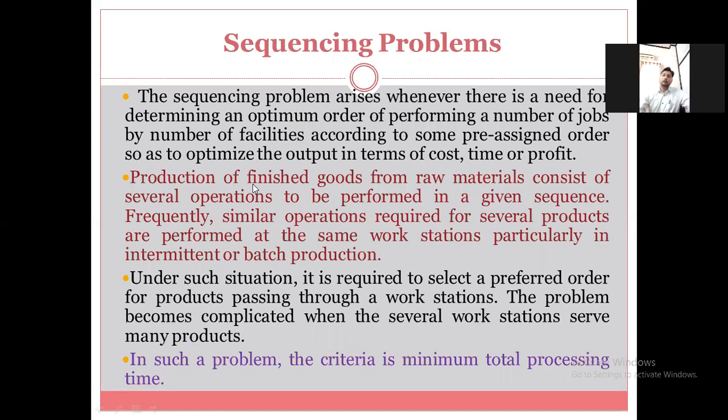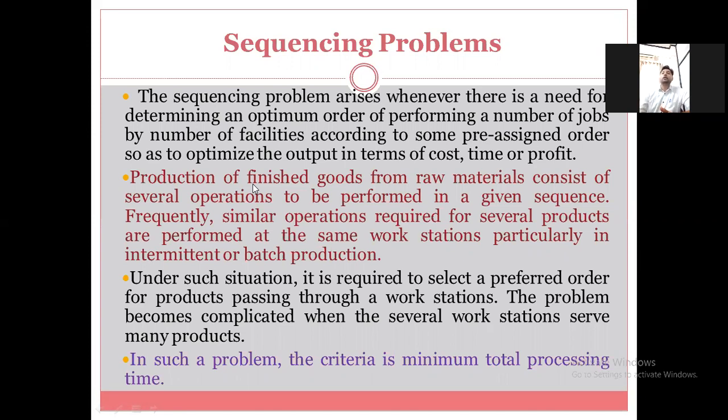The next thing is, if a number of jobs are competing for a particular workstation, that is, consider that there are 5 jobs or 4 varieties of jobs or 10 varieties of jobs, and all the 10 varieties of jobs have a common operation, or the 10 varieties of jobs require a common facility. In that case, the problem of sequencing arises.